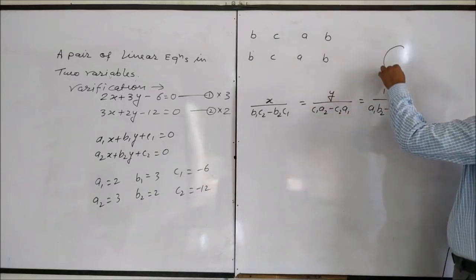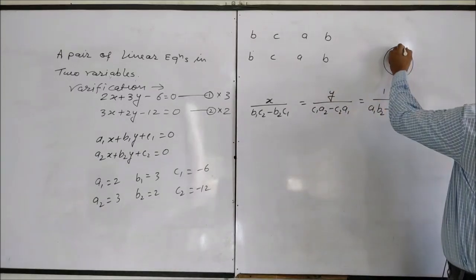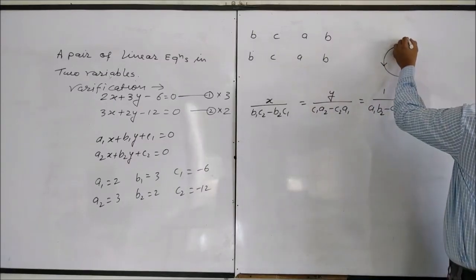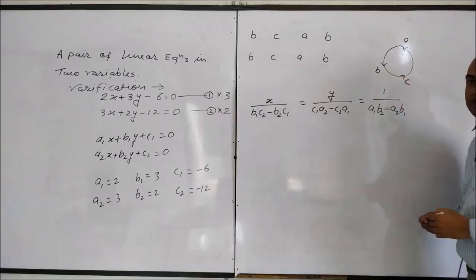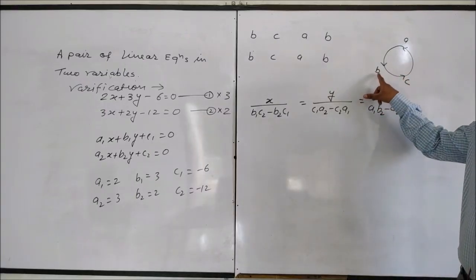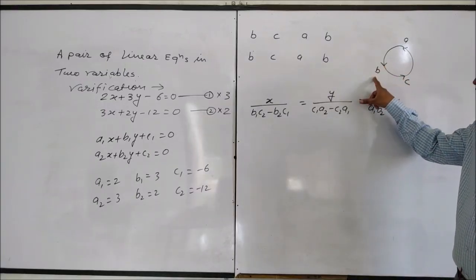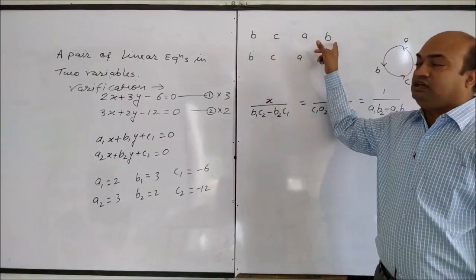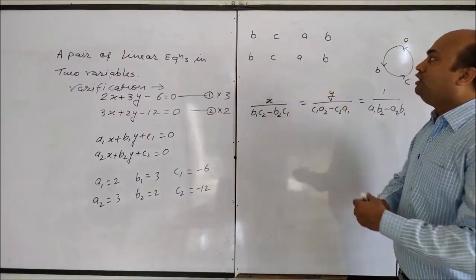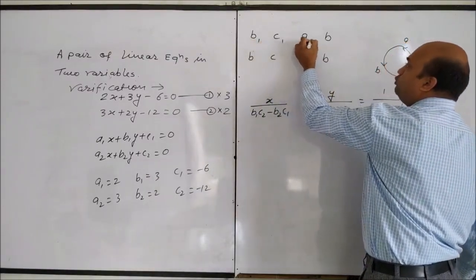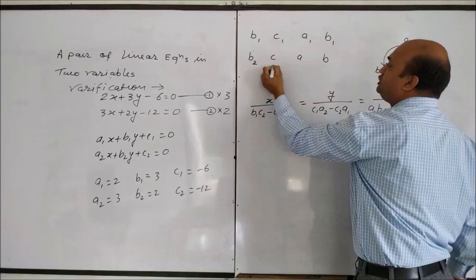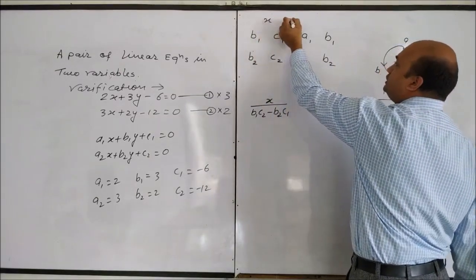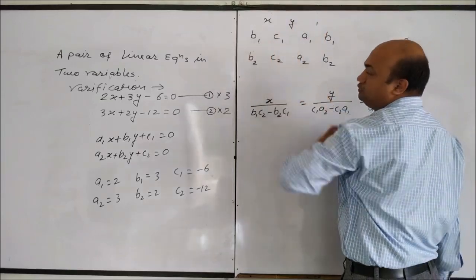You see, we can make a circle, and on this circle we put 3 arrows, and here we write a, b, and c. Now we write starting with b, not with a: b, c, a, b. Again, b, c, a, b. This is 1, 1, 1, 1, and this will be 2, 2, 2, 2. Here we write x, here y, and here 1.